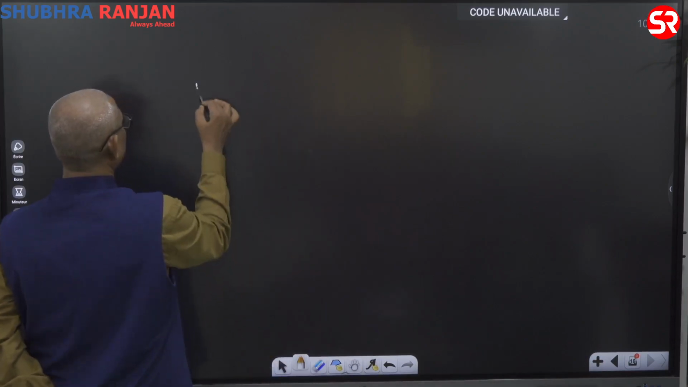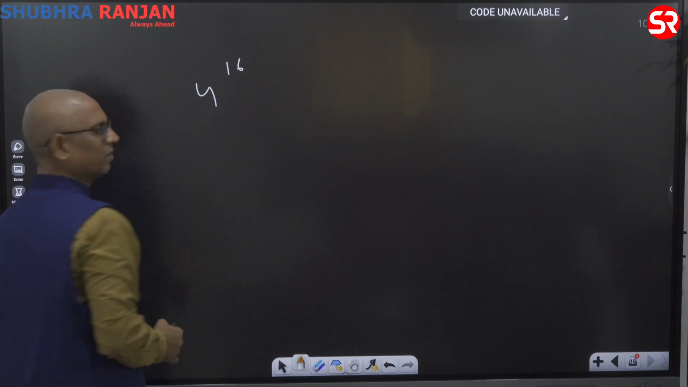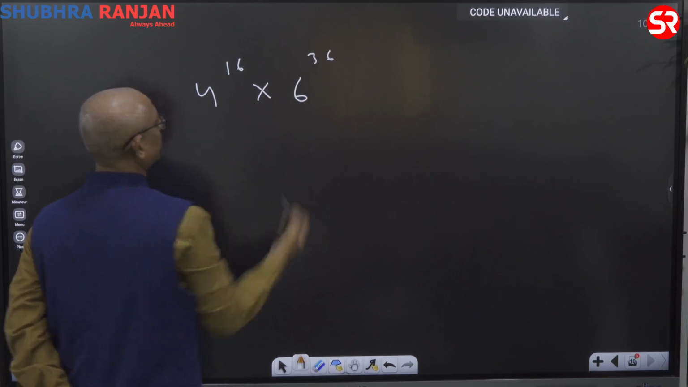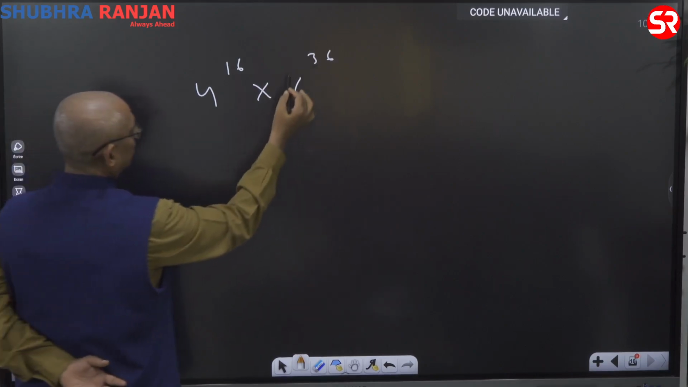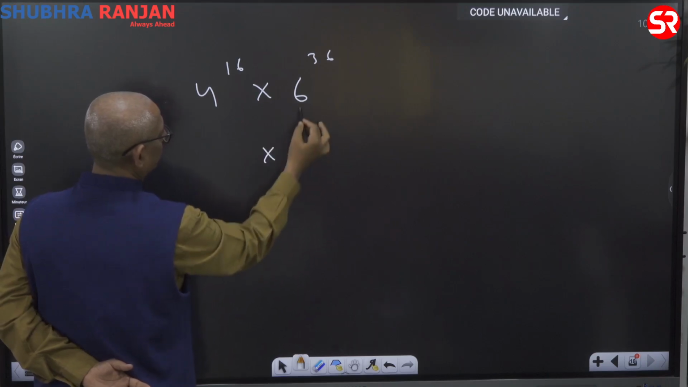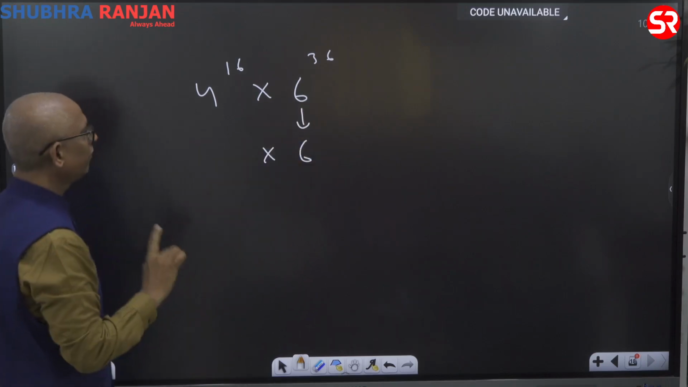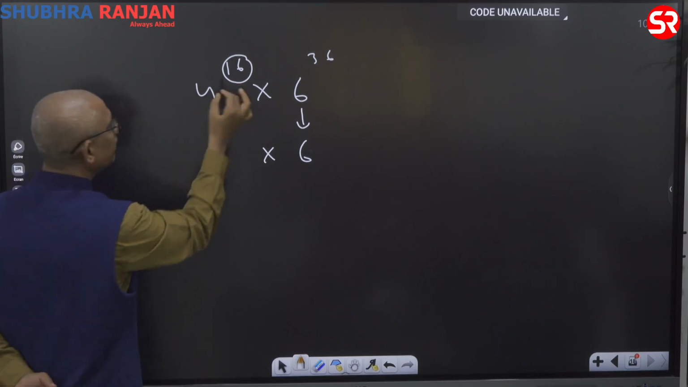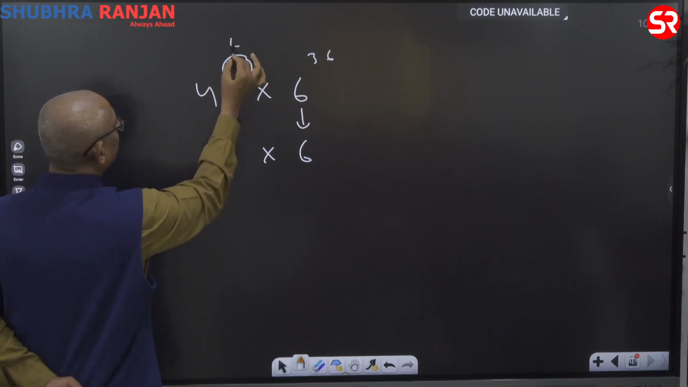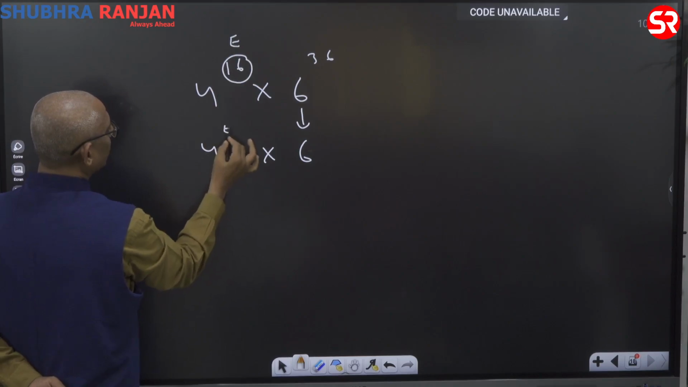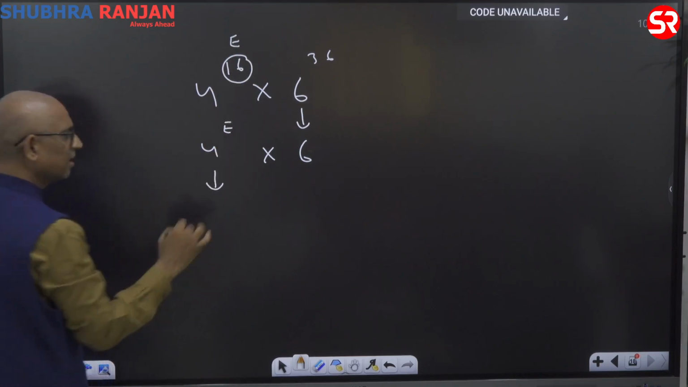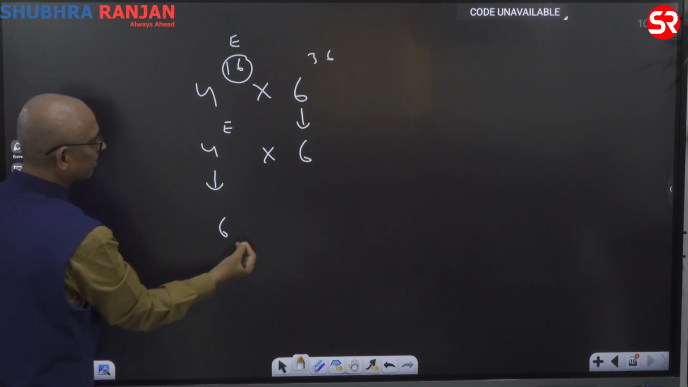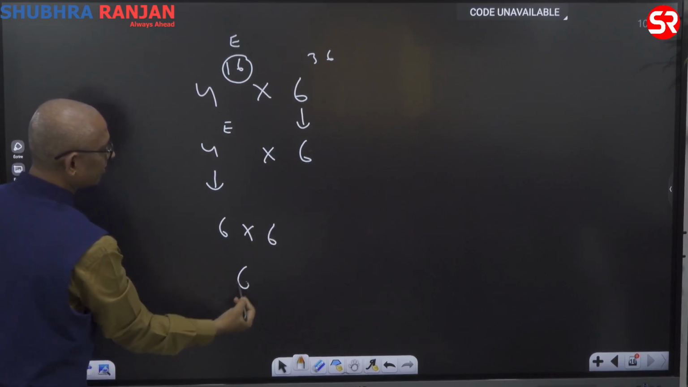4 power 16 into 6 power 36. So for 6 it is 6 only. We know clearly because cyclicity is 1. For 4 you have to check whether this is an even number or odd number. This is even number. So 4 power an even number. Even means you will get same number or linked number? Linked number. What is the linked number for 4? 6. 6 into 6, what is the unit digit?